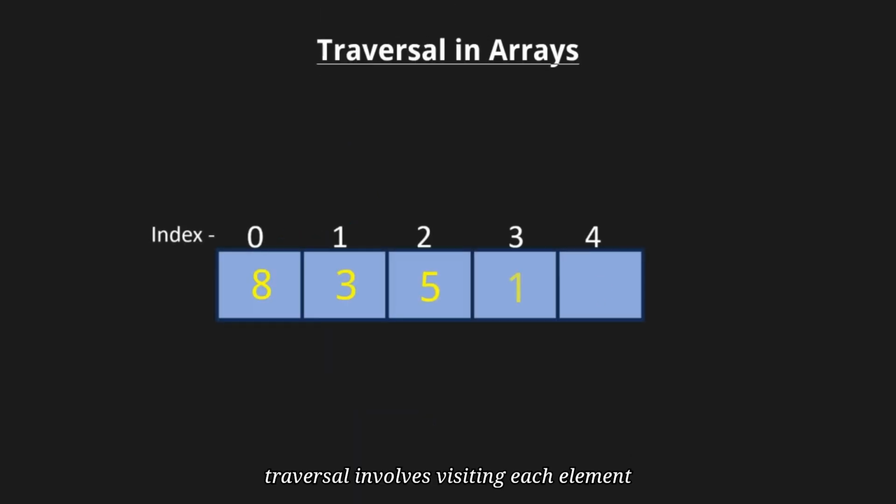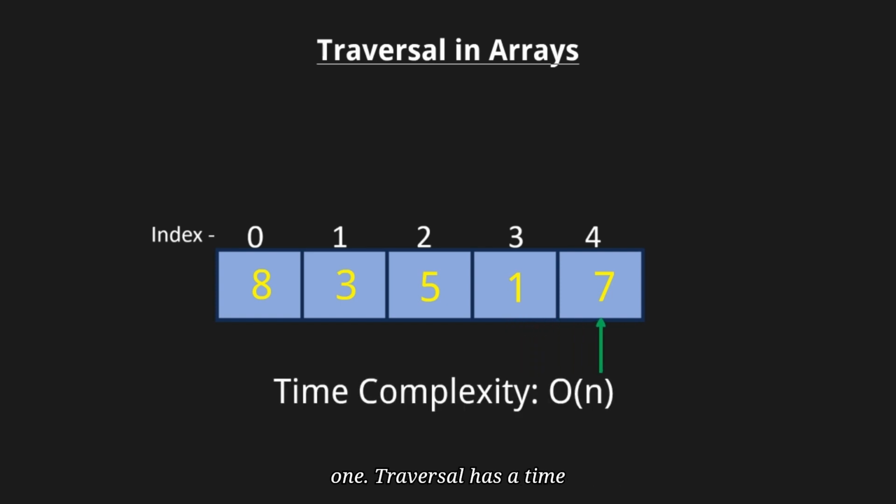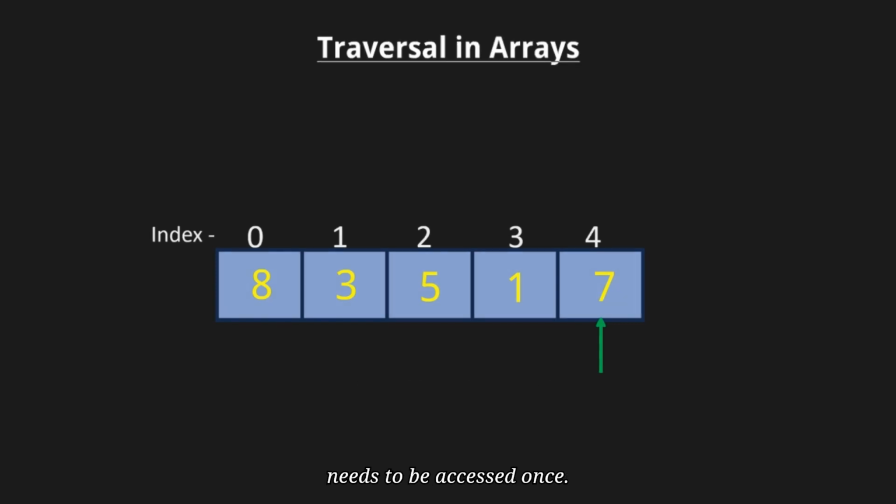Traversal involves visiting each element of the array. This is typically done to perform operations like printing the elements or applying a function to each one. Traversal has a time complexity of O(n), as every element needs to be accessed once.